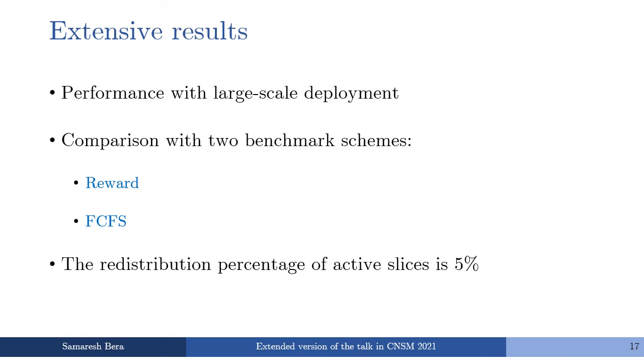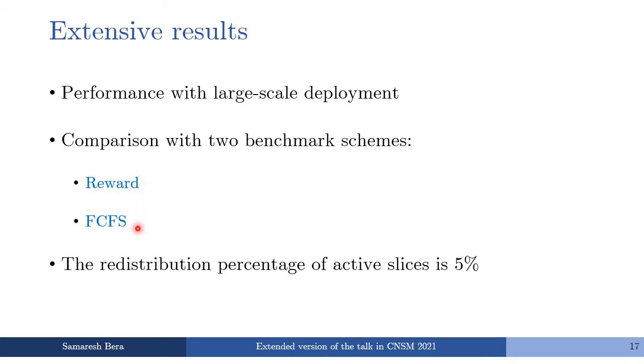So once we see that the proposed scheme is competitive with the optimal solution, then we focus on the performance of the proposed scheme with large scale deployment, and we compare the proposed scheme with two benchmark schemes. One is the reward and the other one is the FCFS. In case of reward, the requests are preferred based on their reward. So the request with the highest reward is checked first for admission, then the second one, then the third one, and so on.